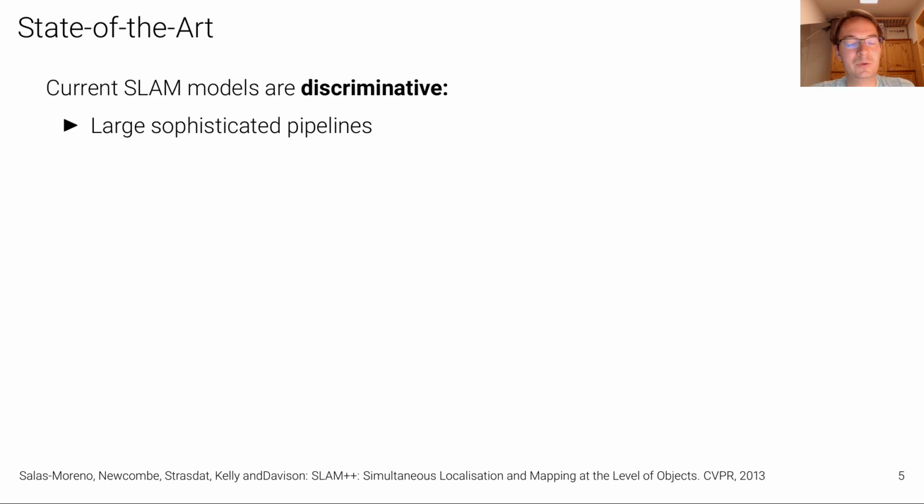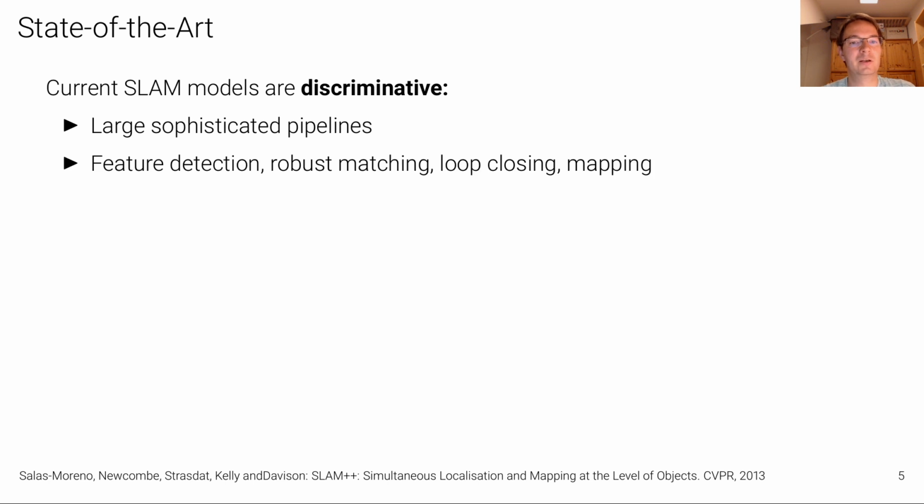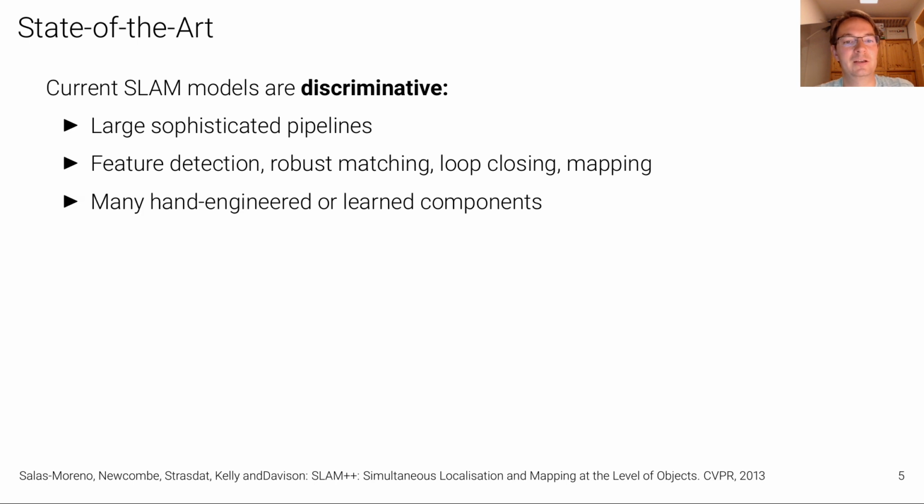Now, one important point I'd like to make here is that current SLAM systems are mostly discriminative. They are large, sophisticated pipelines which are composed of different modules such as feature detection, robust matching, loop closure detection, and mapping that are either hand engineered or learned, but learned individually.